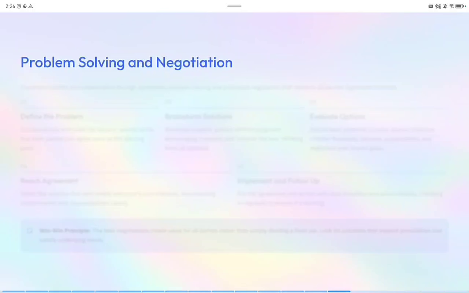Now, problem solving and negotiation. How do we go about it? How do you transform conflict into collaboration? Through systematic problem solving and principled negotiation that respects all parties' legitimate interests, which will be able to transform a conflict into a collaborative solution, right?